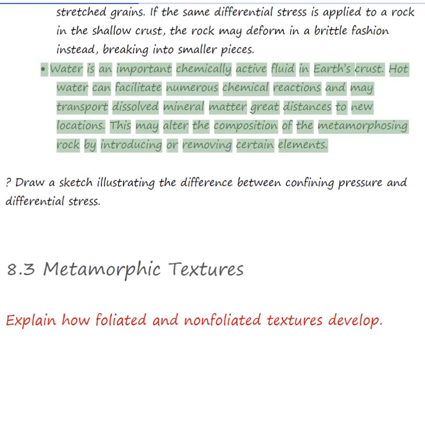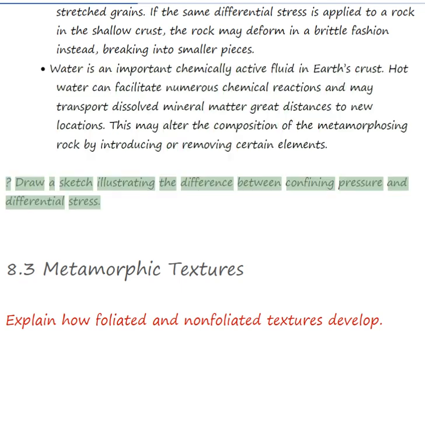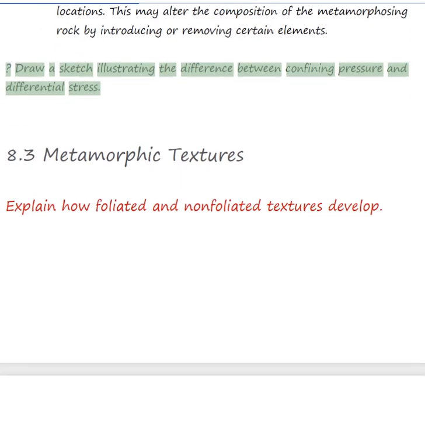Water is an important chemically active fluid in Earth's crust. Hot water can facilitate numerous chemical reactions and may transport dissolved mineral matter great distances to new locations. This may alter the composition of the metamorphosing rock by introducing or removing certain elements. Draw a sketch illustrating the difference between confining pressure and differential stress.